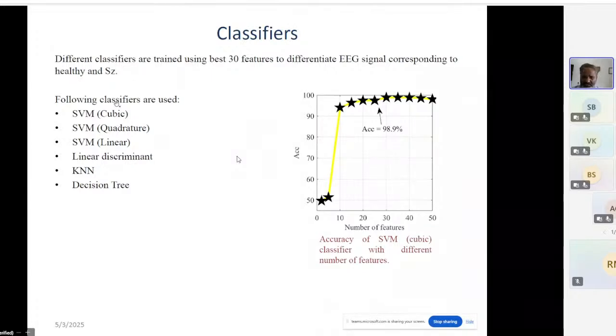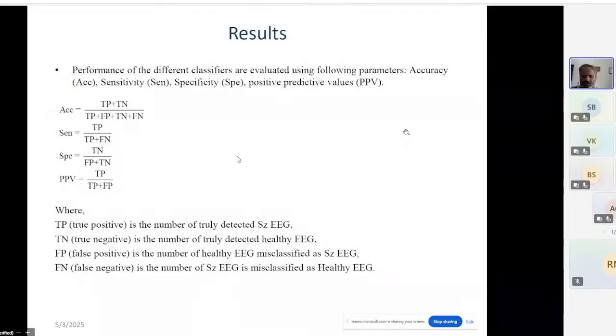The following classifiers are studied: SVM with cubic kernel, SVM with quadratic kernel, linear SVM, linear discriminant analysis, K-nearest neighbor classifier, and decision tree classifier. Based on a trial and error method, we have selected 30 features, which has given 98.9% classification accuracy. For performance analysis, accuracy, sensitivity, specificity, positive predictive value, and area under the ROC curve, the receiver operating characteristic curve, have been computed, and the mathematical expressions for these parameters can be seen in the slide.